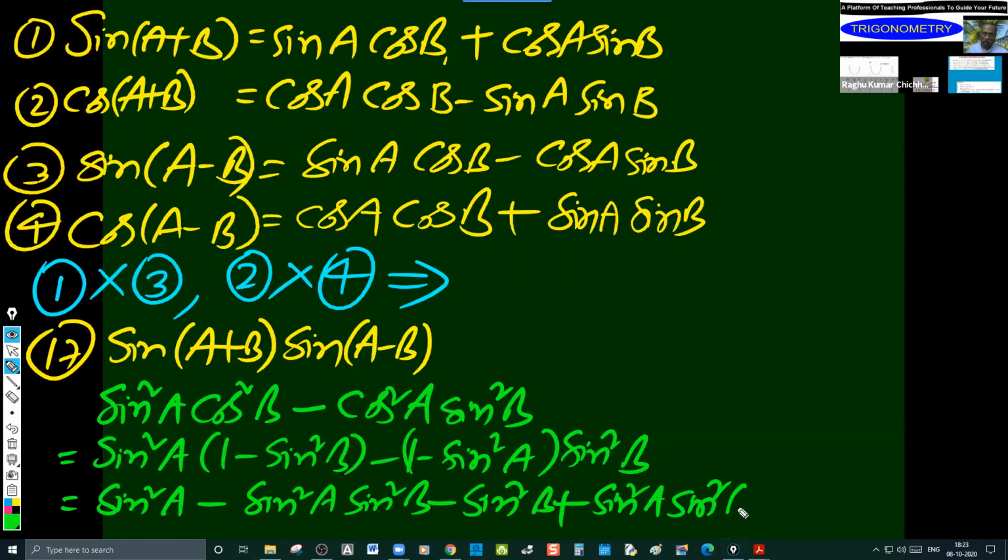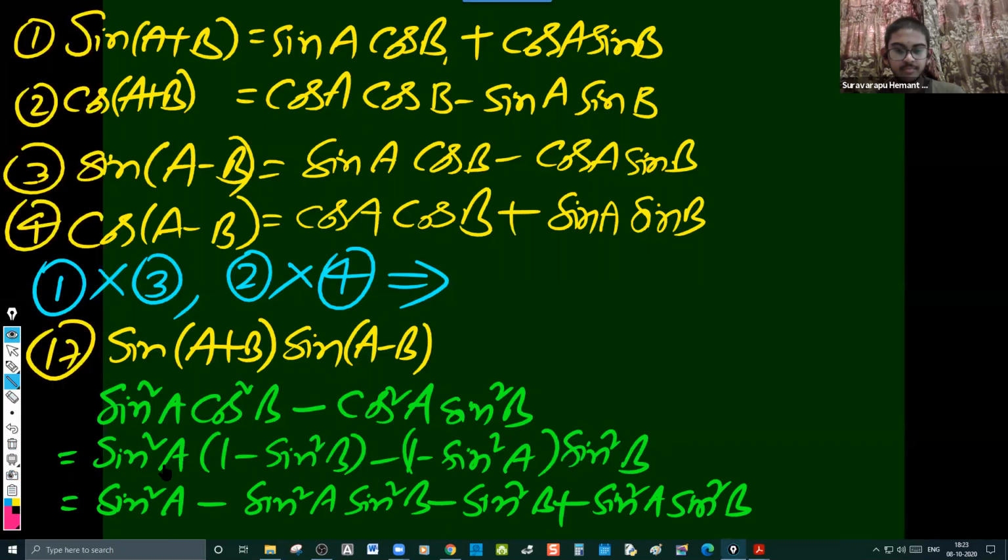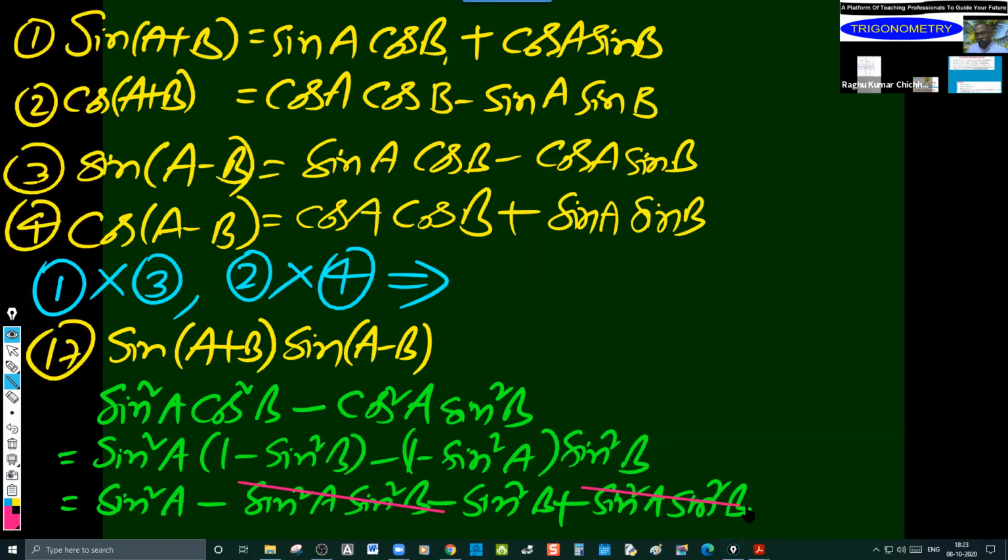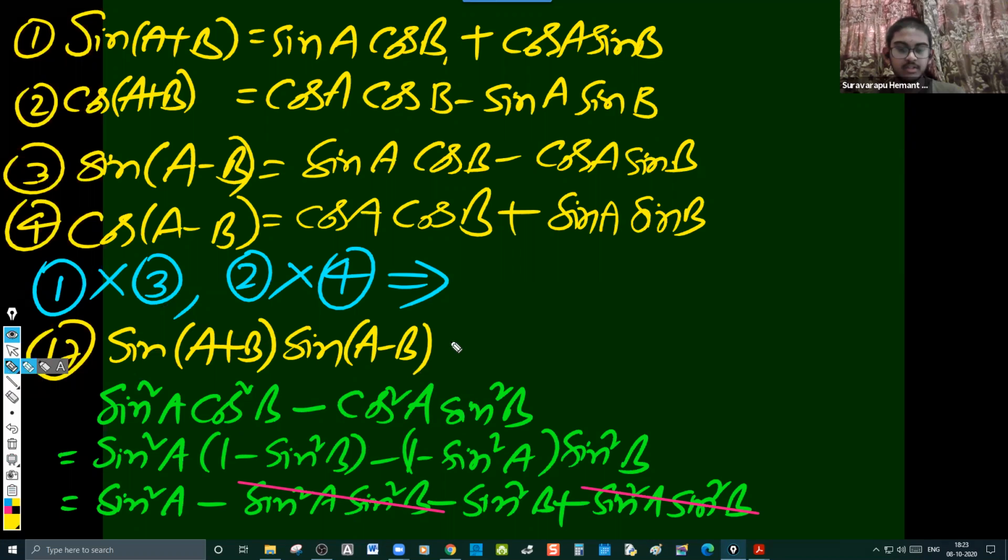Check it out. What are the terms getting cancelled here? The terms getting cancelled are sine square A sine square B negative and sine square A sine square B positive. So what are the terms remaining now? Sine square A minus sine square B.